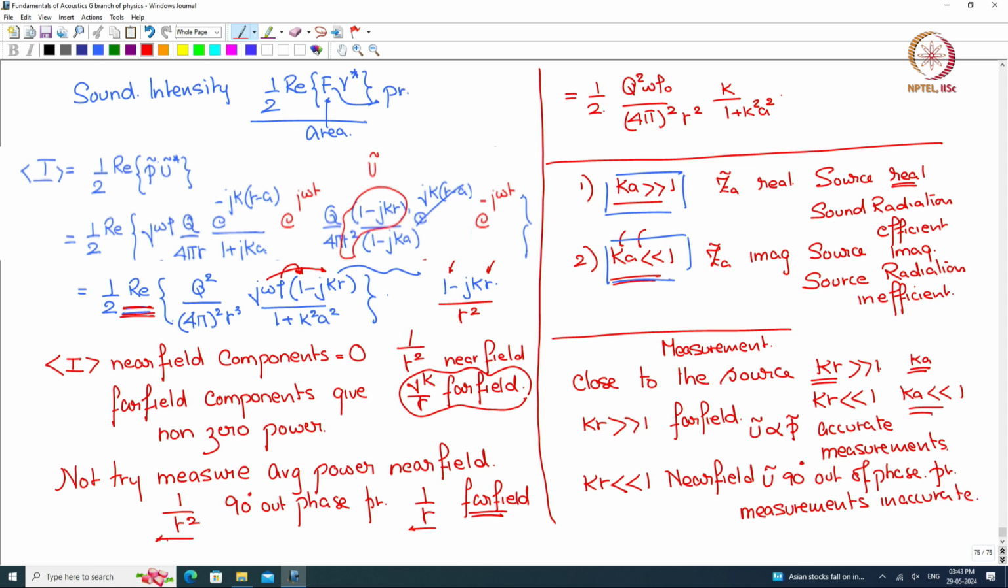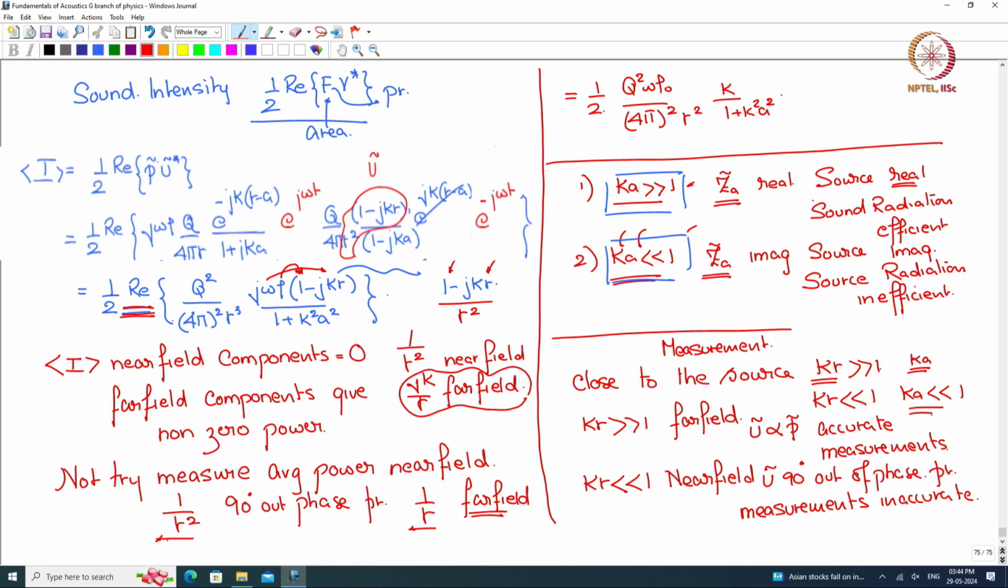So one is about the source being big or small, and how it views the medium, and how the impedance at its surface turns out to be. This is the acoustic impedance at its surface, and how it sees the rest of the medium. If it sees it as real, that means it is able to radiate sound. If it sees it as imaginary, it is an inefficient radiator. The other is, whatever be the dimension of the source, whether you should be in the far field of the source or the near field of the source.